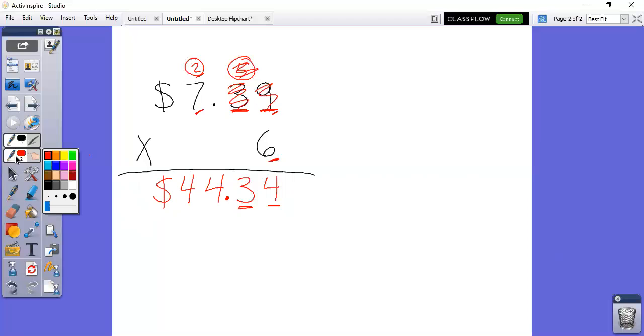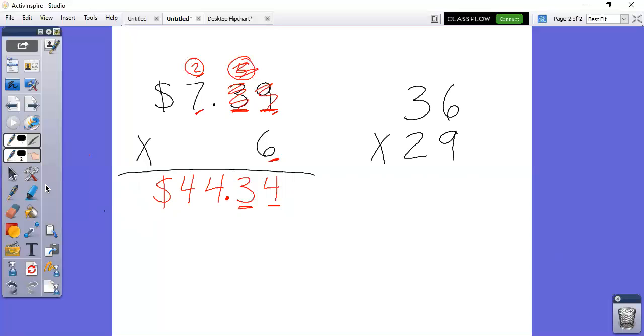All right, the next one that we're going to do, we are going to do 2 digit by 2 digit, 36 times 29. We'll just do that real quick so we can go over the steps one more time. 9 times 6 is, oh, we just did that, 54. Put the 4 down there, the 5 up here. Then we're going to do 9 times 3 is 27 plus 5. 27 plus 5 is 32. Okay, now I'm done with my 9, and I'm done with this 5 up here.